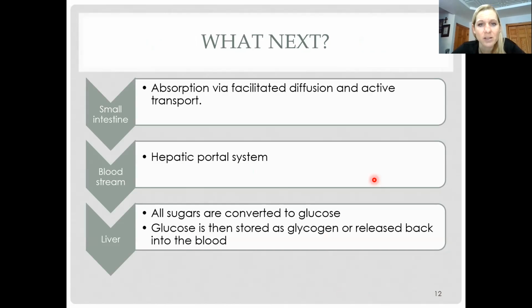Okay, so what happens next? So again, we moved those sugar molecules, we moved glucose, galactose, and fructose via both facilitated diffusion and active transport, and they're going to move from the small intestines into something known as the hepatic portal system. And the hepatic portal system is basically like a blood vessel that's going to connect the small intestines to the liver. Okay, so it's just this specialized little one-way tube that's going to carry nutrients directly from the digestive tract into the liver. And the reason that that's important is because we want to process all of these nutrients in the liver. Okay?